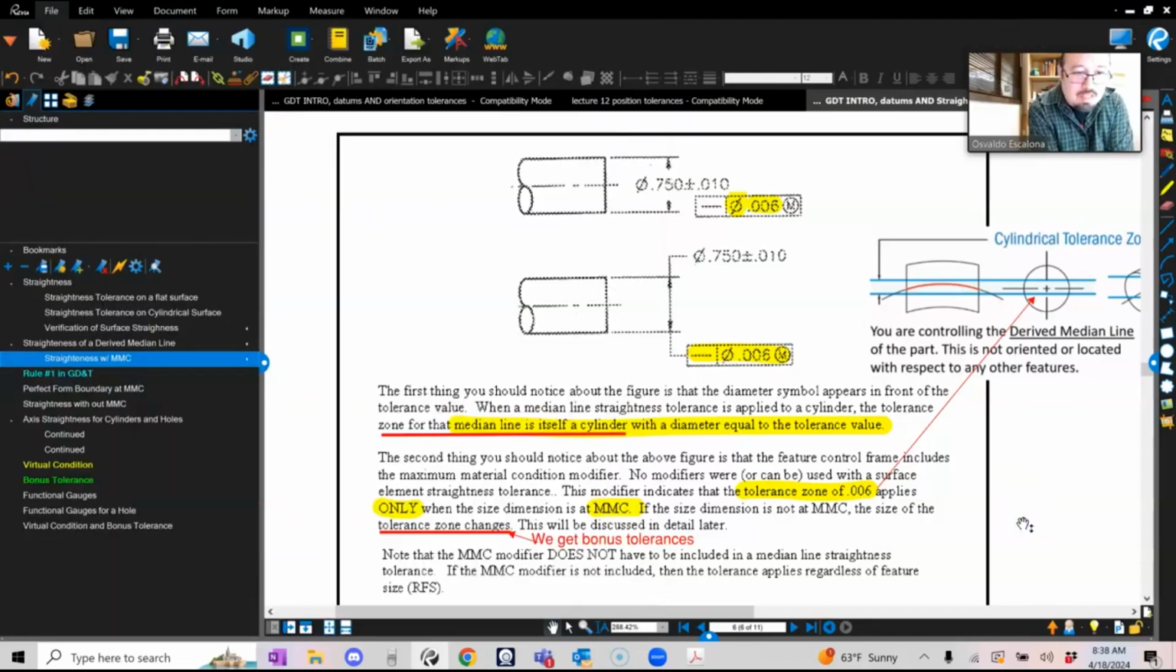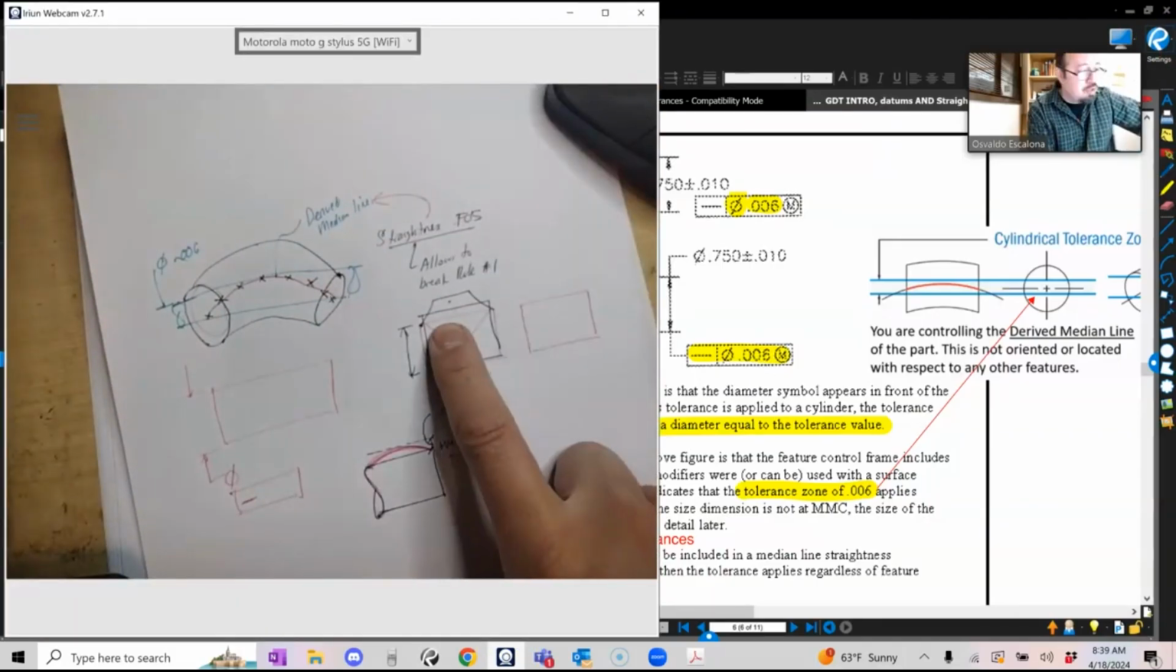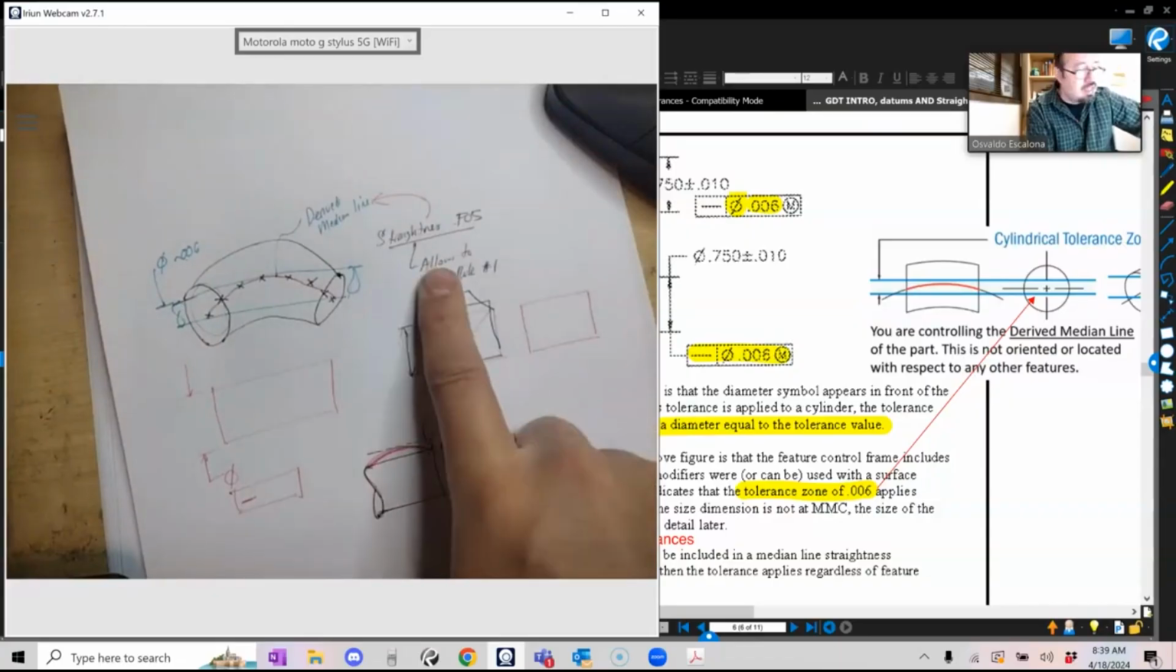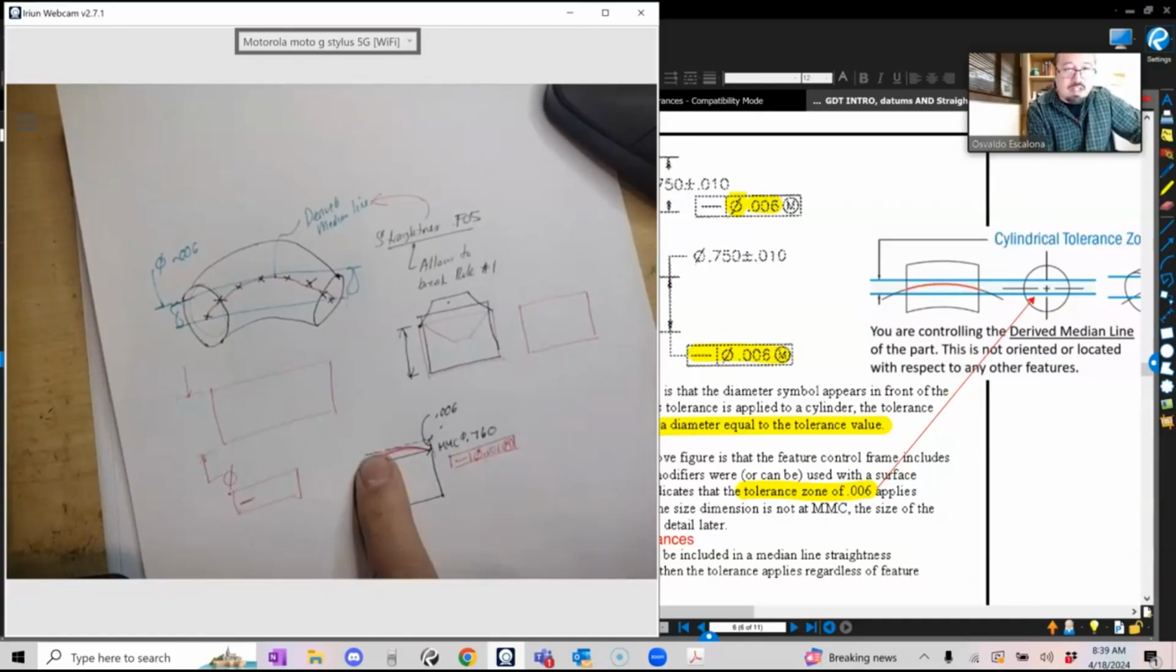The second thing that you should notice about the above figure is that the feature control frame includes the maximum material condition modifier. No modifier was used with the surface element straightness tolerance. This modifier indicates that the tolerance zone 0.006 applies only when the size dimension is at MMC. If the size dimension is not at MMC, the size of the tolerance zone changes, which allows you to get bonus tolerances. In other words, I told you, when you use straightness on a feature of size, it allows you to break rule number 1. I'm telling you, this is how much I allow you to vary out of rule number 1.